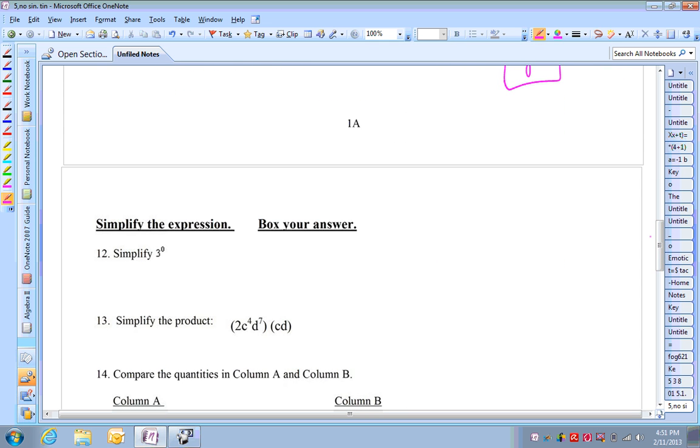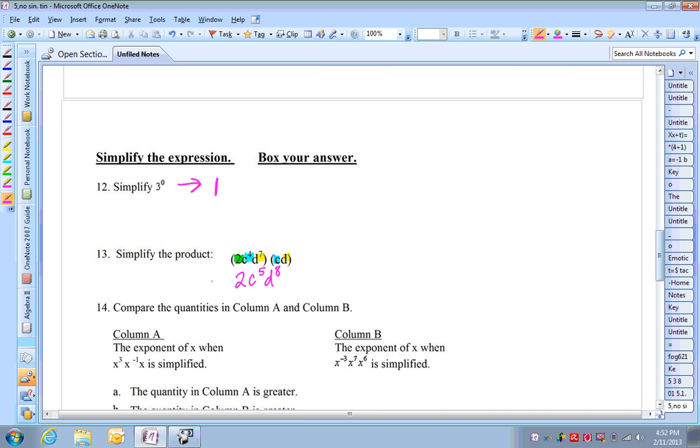On number 12, we have simplify 3 raised to the 0 power, which we should automatically know is 1, because anything raised to the 0 power is 1. Number 13, we're simplifying the product, so we multiply our coefficients, we multiply our c terms, and then we multiply the d terms. And when we do this, you end up with 2. And then when we multiply c raised to the 4th times c, you get c to the 5th. And when you multiply d to the 7th times d, you get d to the 8th. And that is your final answer.